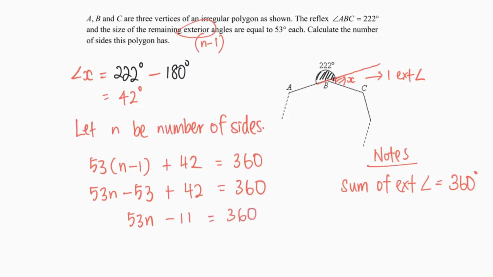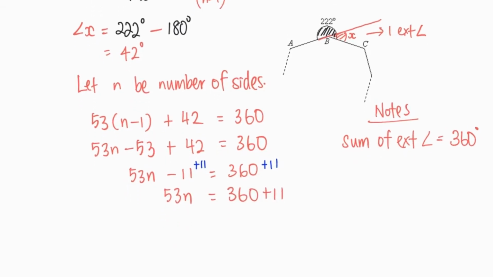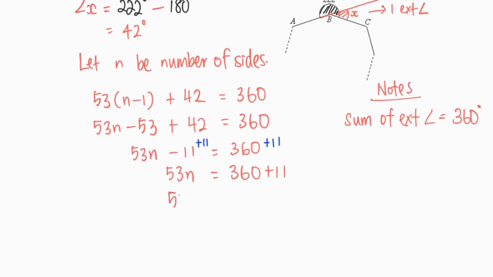Then I will be adding 11 to both sides, so that I'm left with 53n, and here, this part here, you will see me adding 11. Let me shift it to create more space. And therefore, final answer, divide by 53 on both sides. And there you are. 7.